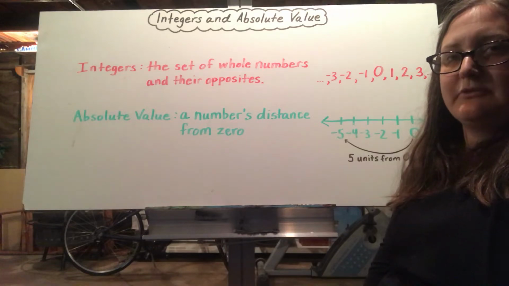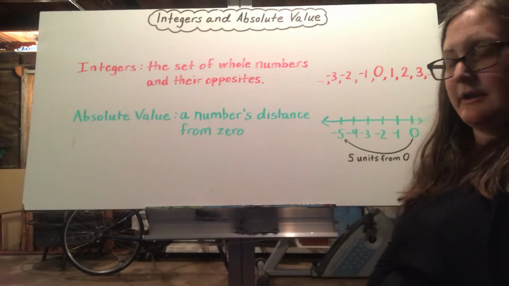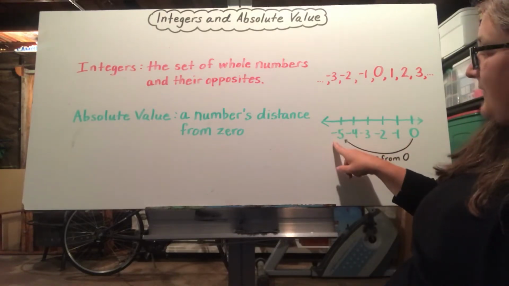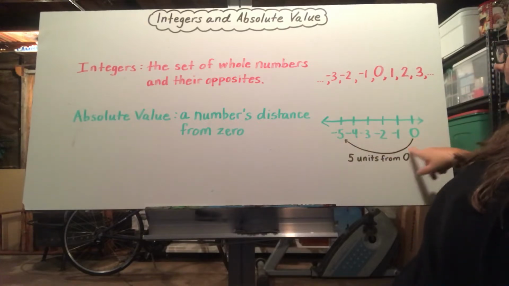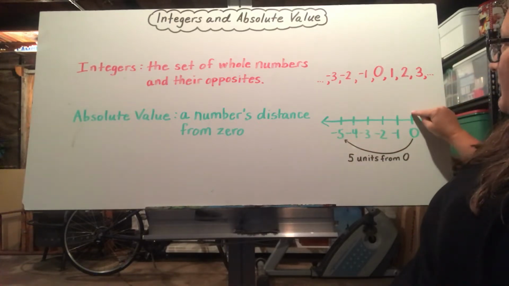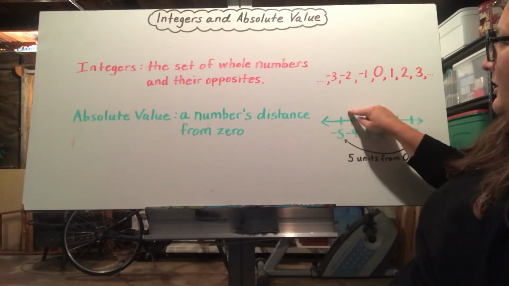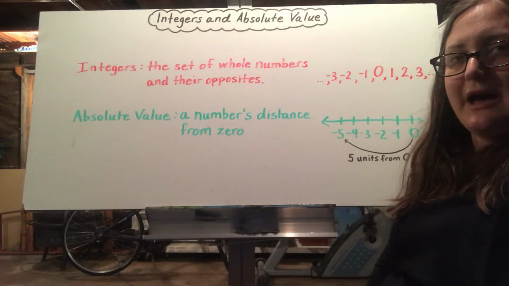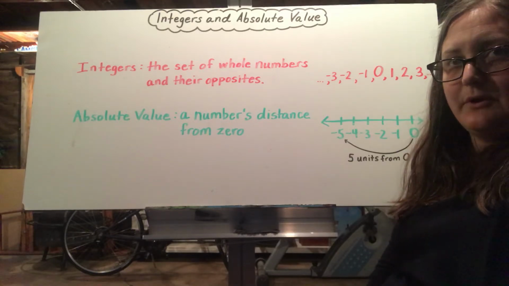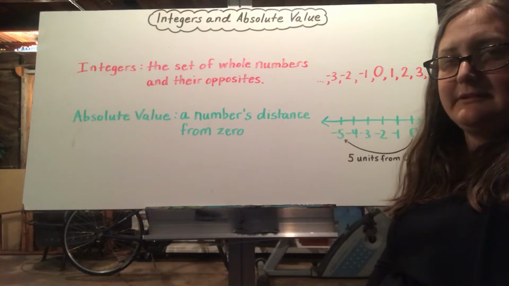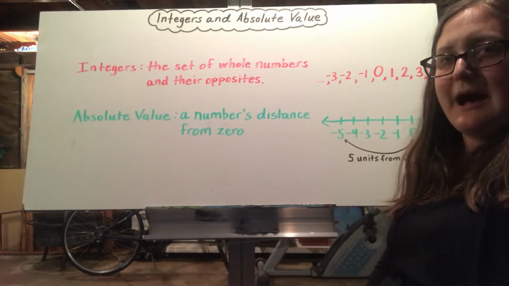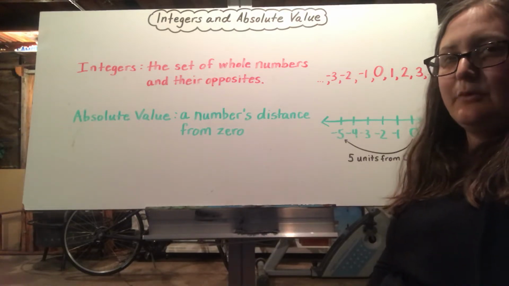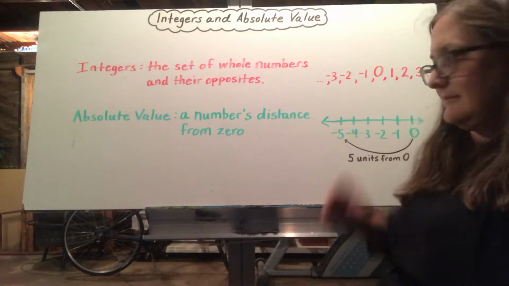Absolute value is any number's distance from 0. If we look on a number line, we can compare any number to 0. So here's 0, here's -5 on the number line. It is 5 units from 0. If I were to walk there, I'd walk 1, 2, 3, 4, 5 units. So -5's absolute value is 5. It's 5 units from 0. Since absolute value is a distance, it's always measured in a positive integer. All absolute values are positive because they represent distances. We don't have negative distances.